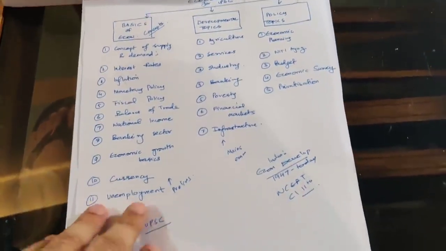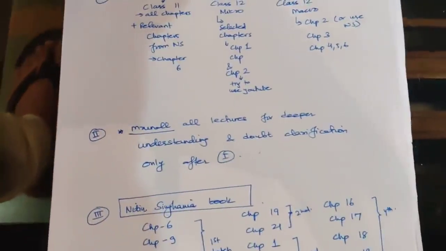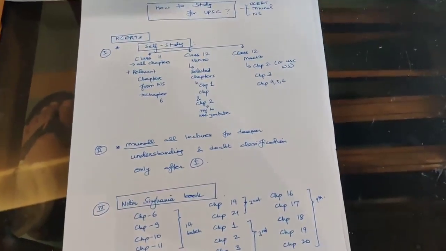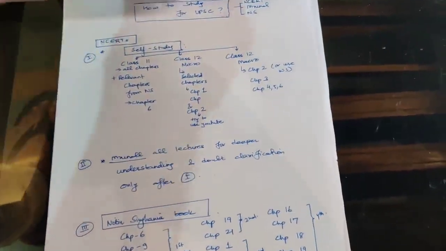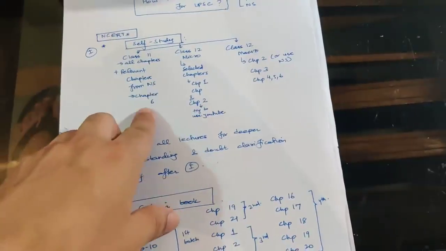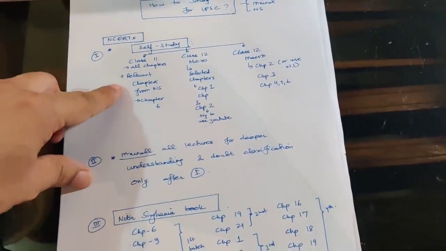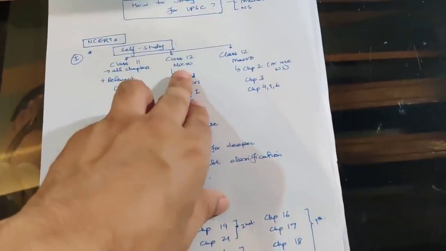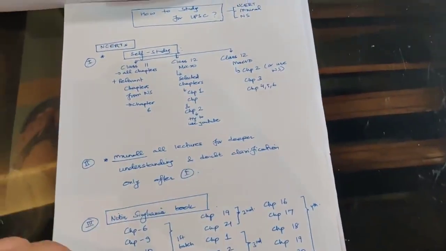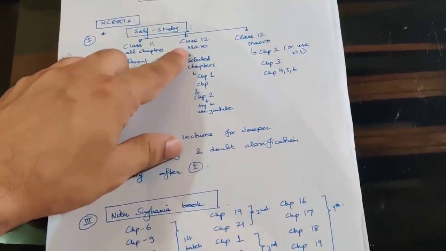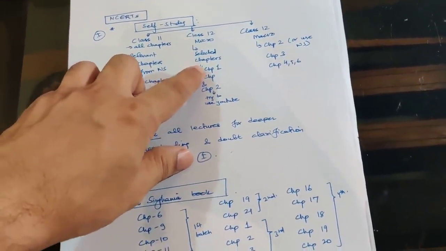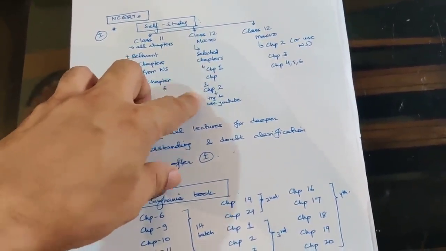So these are the 3 pillars of basically self study for economics for UPSC. You have to do self study, and in it you have to read the complete class 11th book. Then the relevant chapters of Nitin Singhania which are given here, all the chapters are relevant anyways. Then class 12th microeconomics. For that you just need to download that book from the online page, and you need to only selectively study chapter 1 and chapter 2.